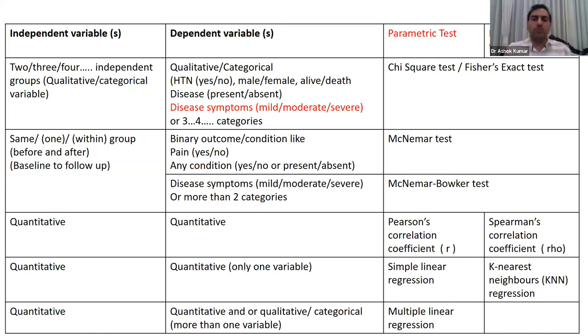It's a direct chi-square test or Fisher exact test. Where we use chi-square and where we use Fisher exact test, I will tell you. Now one more situation, that is the same group, or within group.